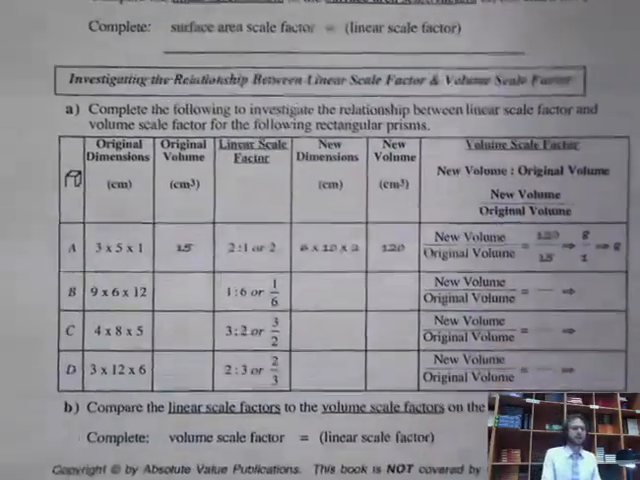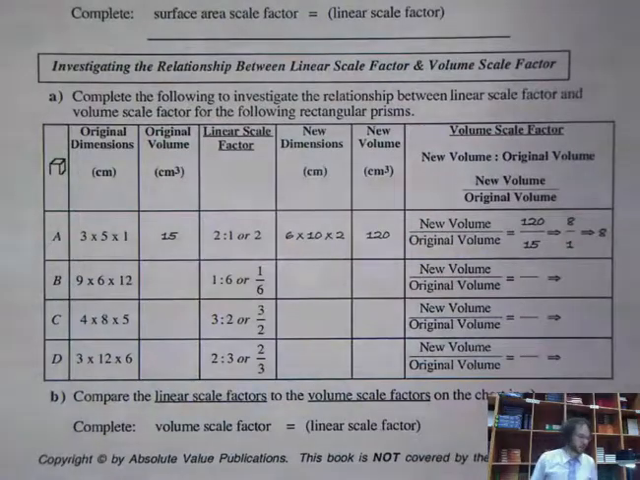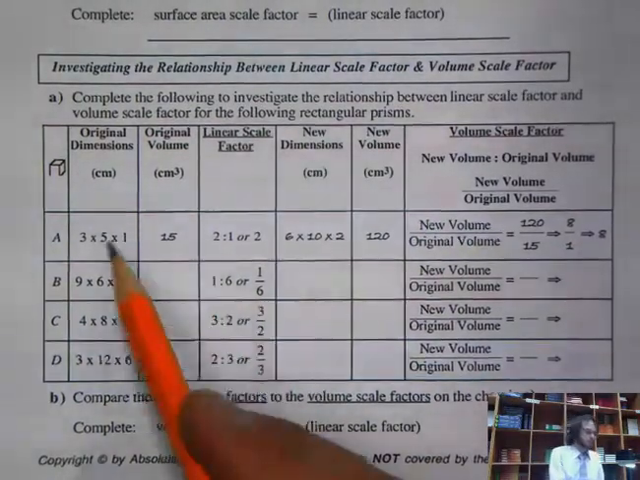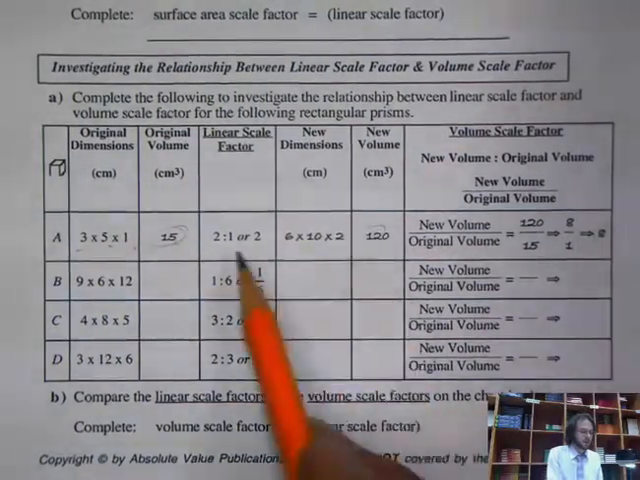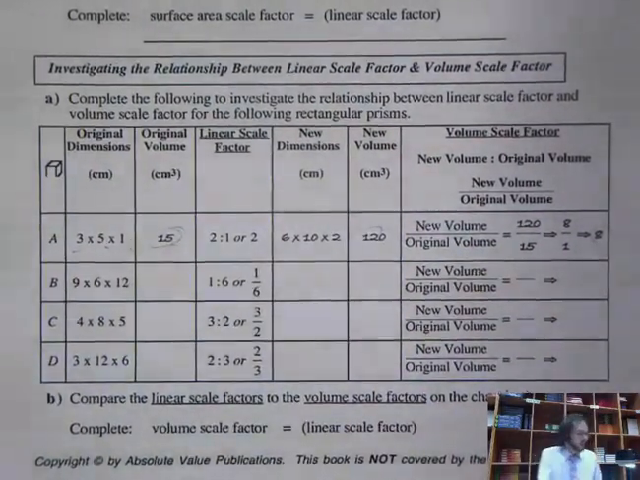We're going to look now at volume. Volume is so much easier to calculate. All we have to do is multiply these three together. That gives us 15. This one's 120. We get 8 to 2. That's interesting.